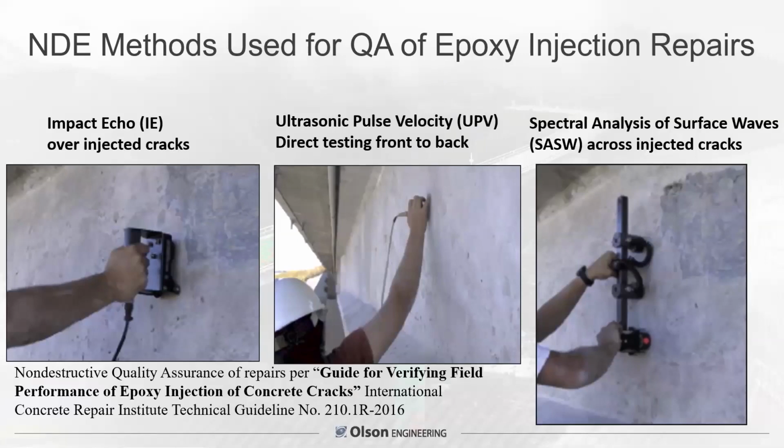On the right, there are two receivers. You impact it at one end, and there's about a 6-inch spacing between those two receivers. Looking at this 6-inch thick web, all these methods are mentioned in another group I'm active with, the International Concrete Repair Institute. I'm on the evaluation committee, and they have a guide for verifying field performance of epoxy injection of concrete cracks, which is referenced in the lower left.